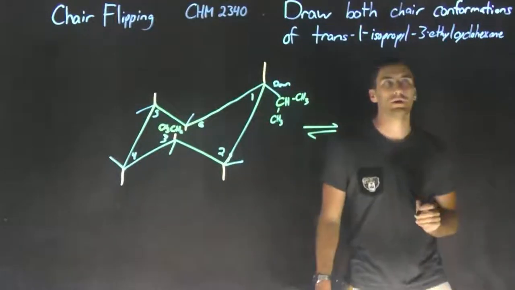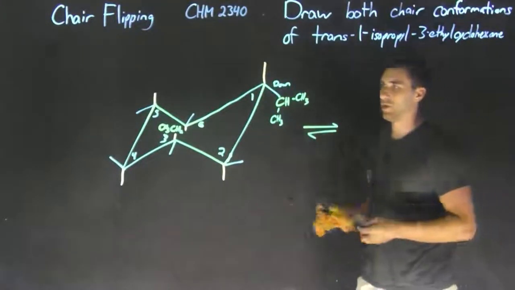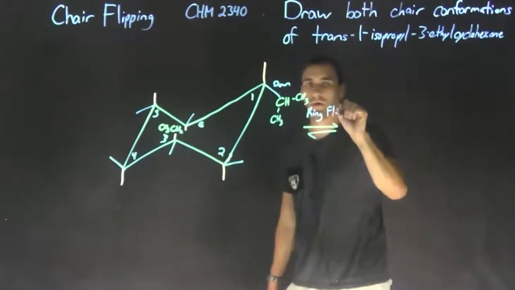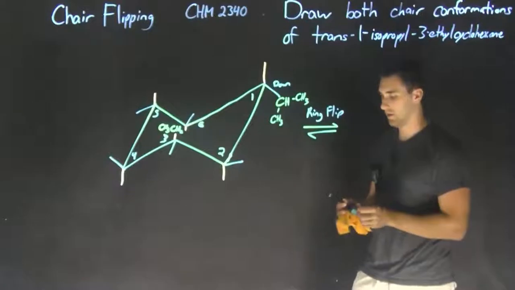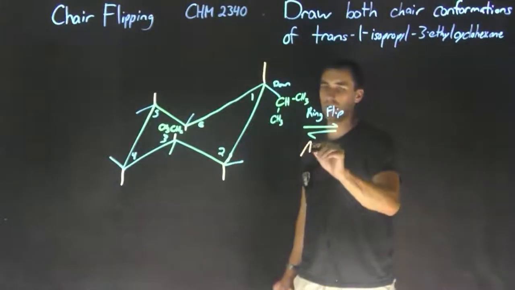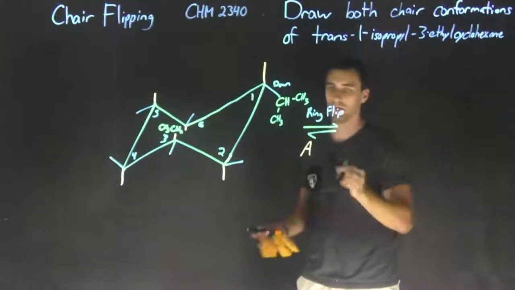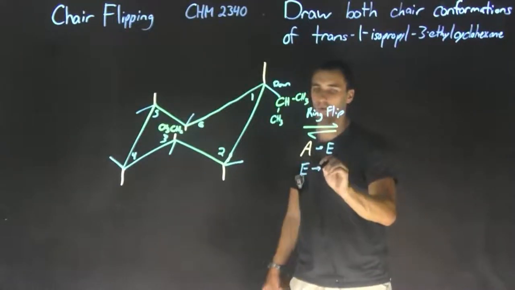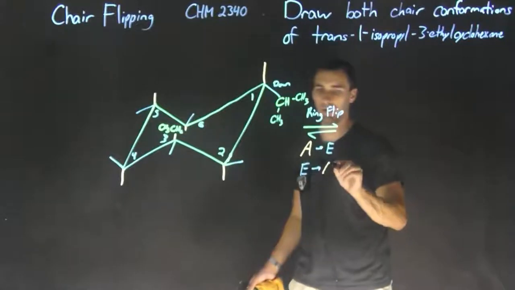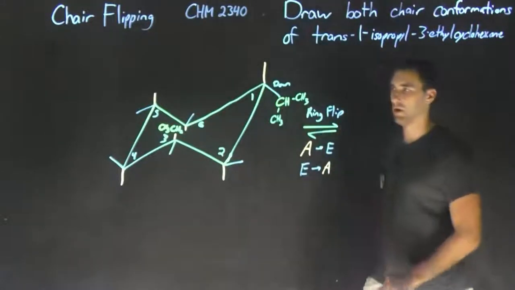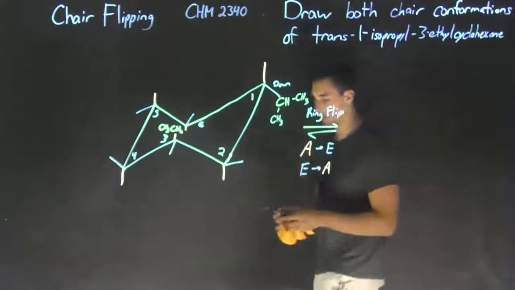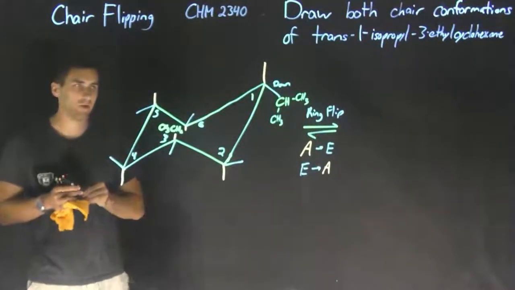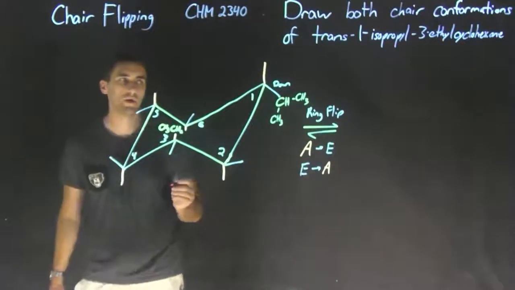Now, in order to draw the second chair conformation, we will do a ring flip. What the ring flip does is it makes every axial bond go to an equatorial bond, and then every equatorial bond go to an axial bond. Now, how do we do a ring flip? Well, we do a ring flip in two ways.